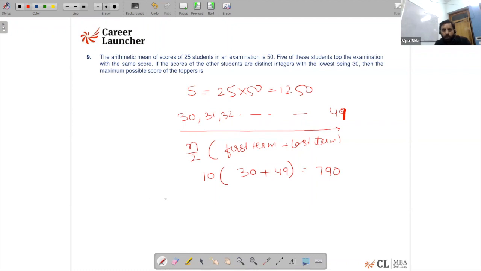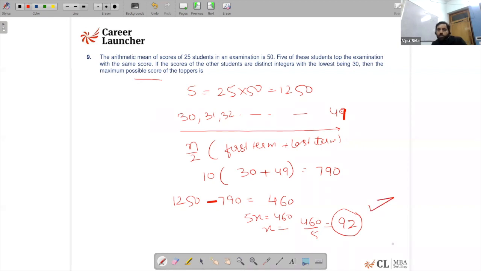So therefore, the remaining sum of the scores of 5 students will be 1250 minus 790, which comes out to be nothing but 460. So this is the sum of the 5 students, and since each has got the same score, I can straight away say 5x equals 460. So x is 460 upon 5, which is 5 9s are 45, 5 2s are 10. So the maximum possible score of the topper is going to be 92, which is my answer to this question, right?